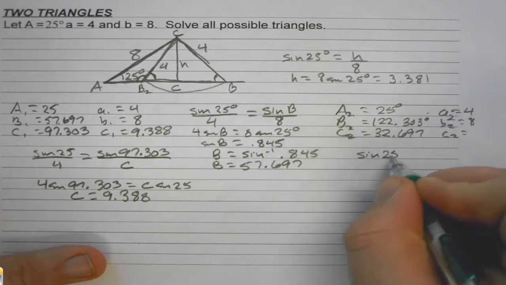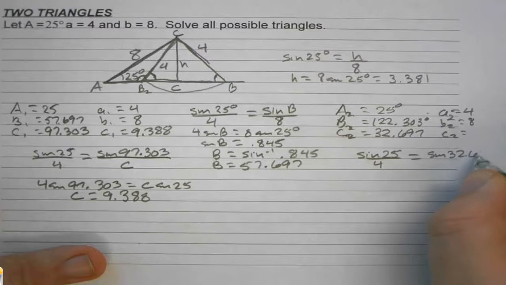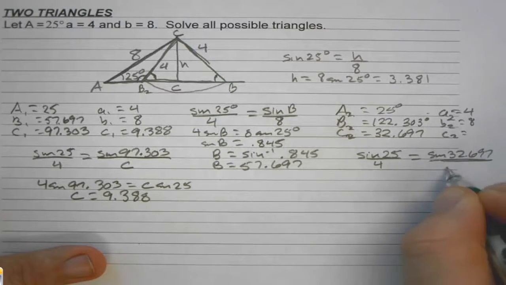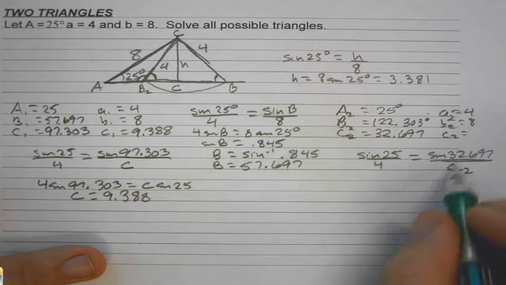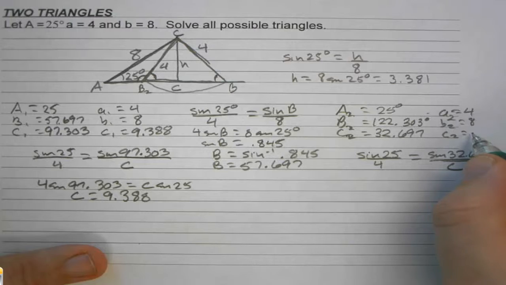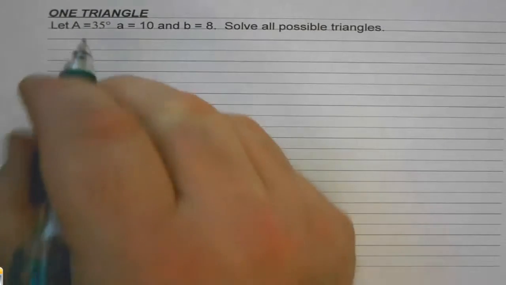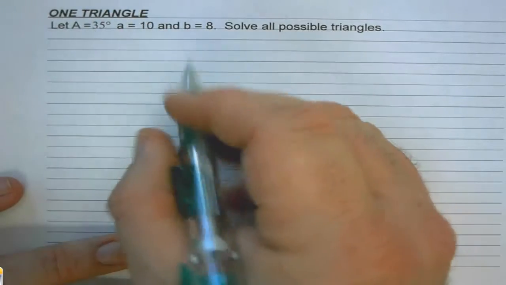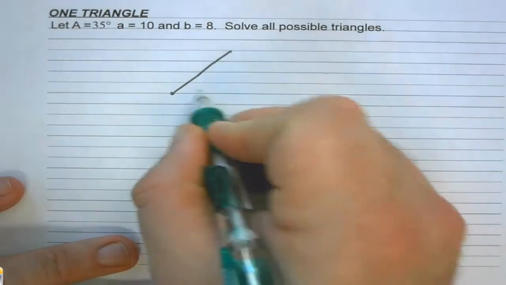We have sine of 25 over 4 is equal to the sine of 32.697 over C, over C2 really. And when we cross multiply and divide by sine of 25, C2 ends up being 5.113. Let's look at a case where we have one triangle, but of course we're not going to know that before we start working with the problem.